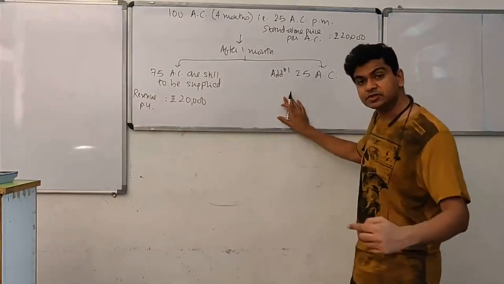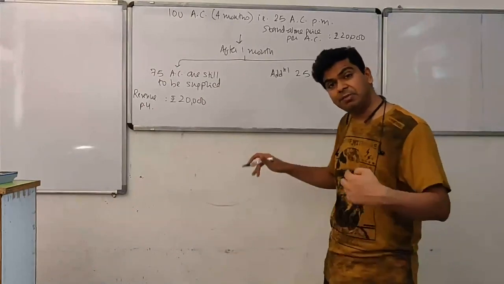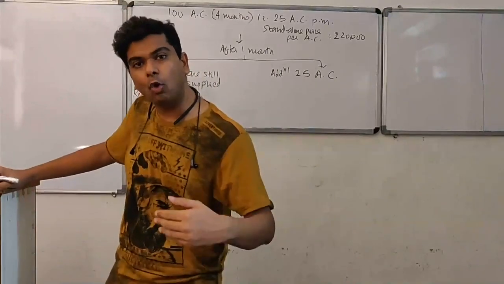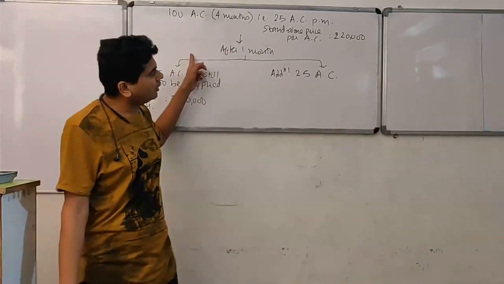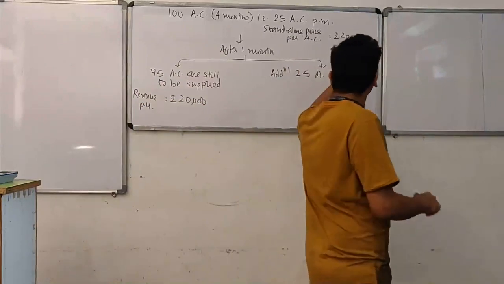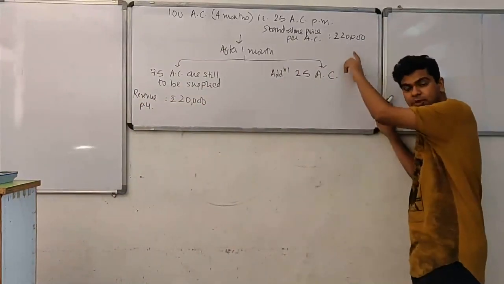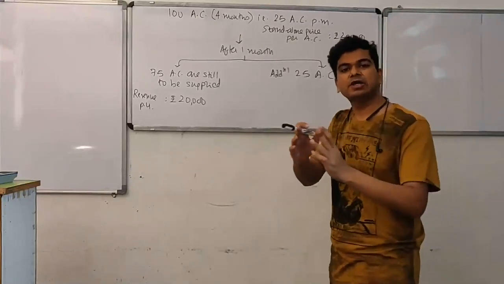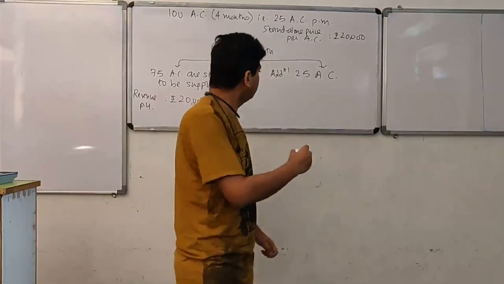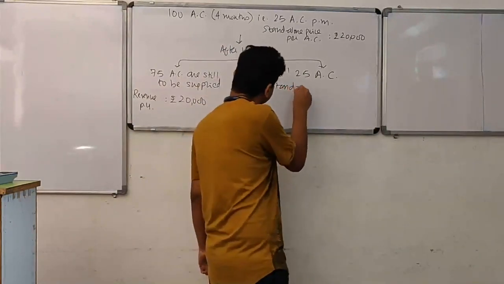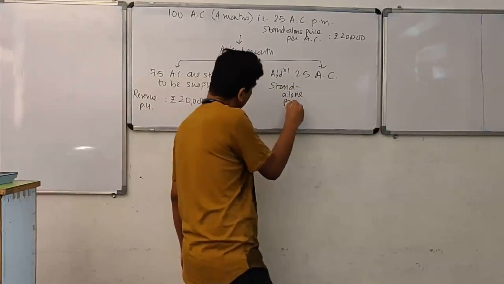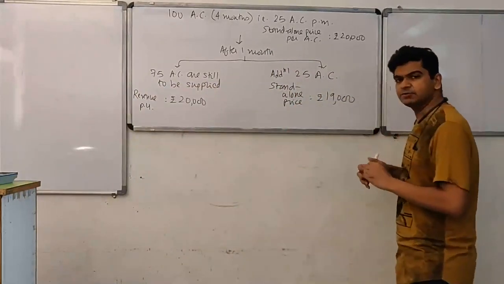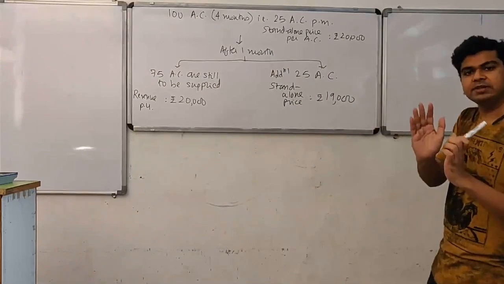But 1 month has already gone by, and because 1 month has already gone by, there can be a change in the stand-alone price. When this contract was entered into, at that time I was selling an air conditioner at 20,000 rupees per air conditioner. But after 1 month, the price has fluctuated. So after 1 month, the stand-alone price, let's say, is now rupees 19,000. Let's say there has been a slight reduction in the selling price.